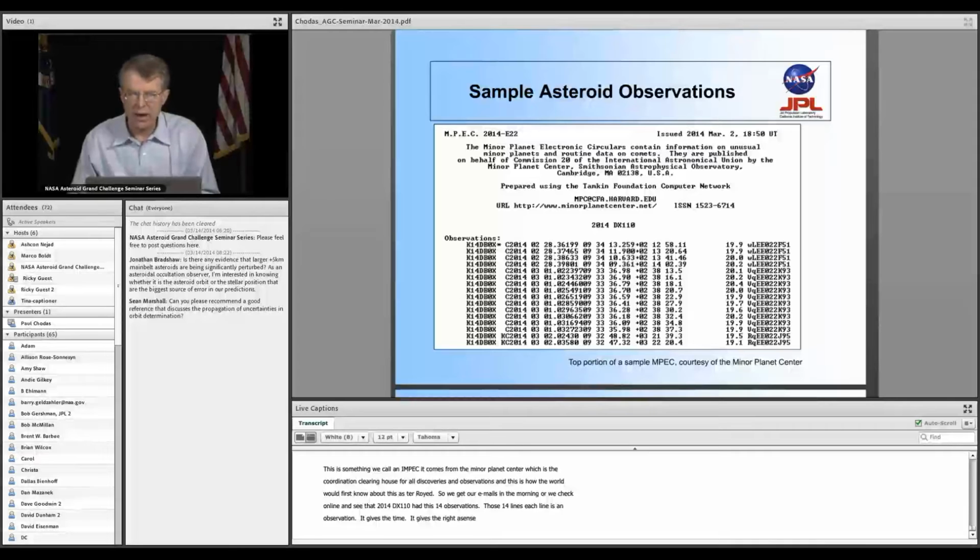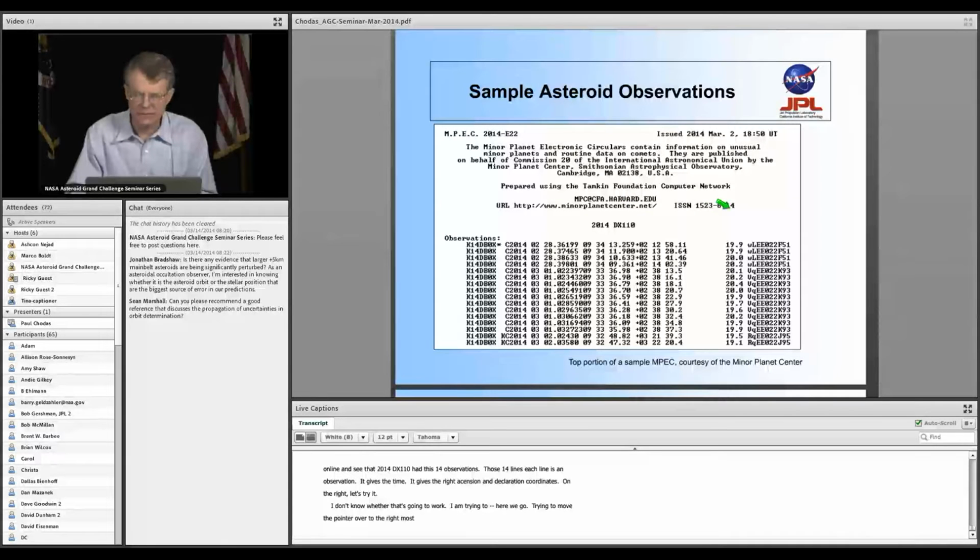It gives on the very right let's see if I can even get a pointer. Let's try it. Oh, I don't know whether that's going to work. I'm trying to, oh, here we go. Trying to move the pointer over to the rightmost column. That's not going to work.